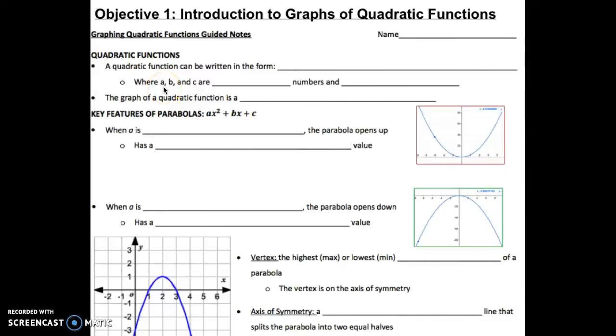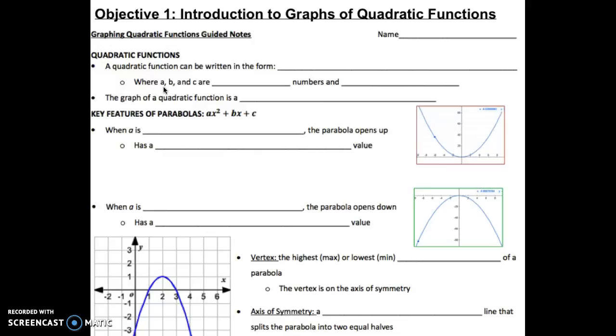Module 2, quadratic functions. Quadratic meaning the higher power of 2. To begin Module 2, we're going to talk about the graphs of quadratic functions. So Objective 1 for this video will be an introduction to graphs of quadratic functions.